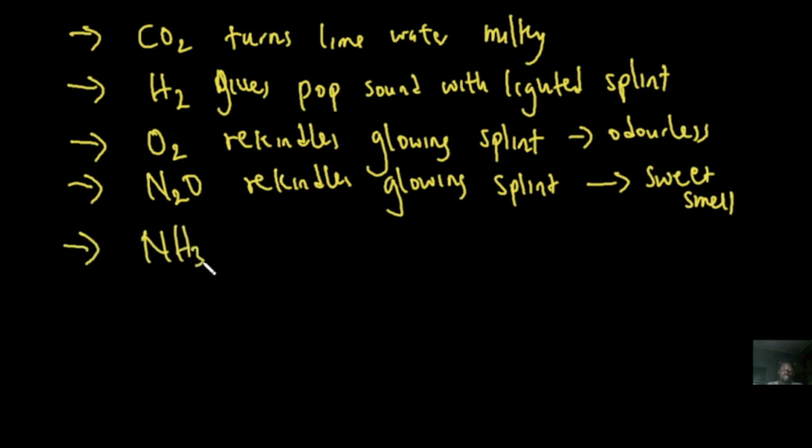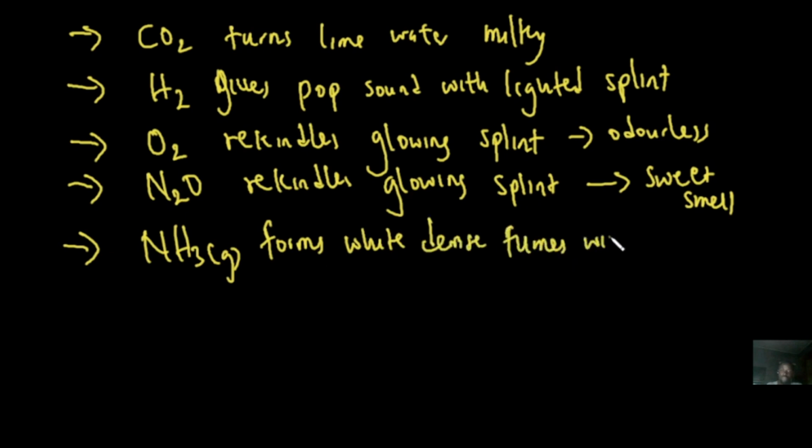And you have that. Ammonia. How do we test for ammonia? Ammonia gas is tested using HCl. It forms white dense fumes with HCl. It is also characterized by its choking, pungent smell.